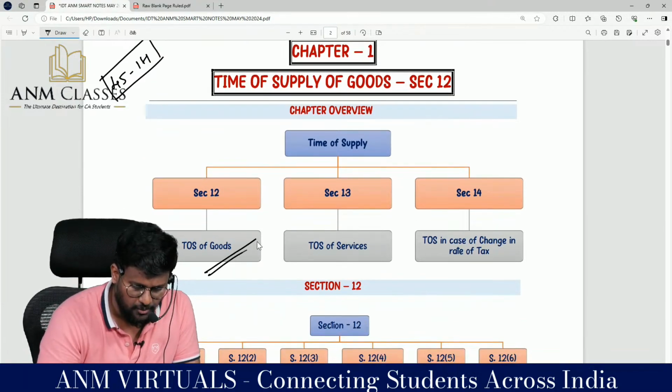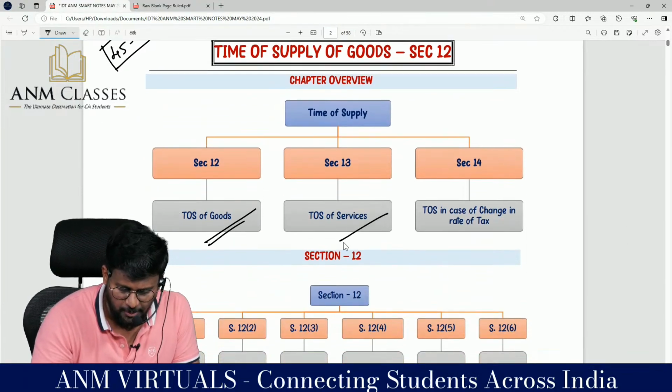Section 12 is time of supply of goods. Section 13 is time of supply of services.